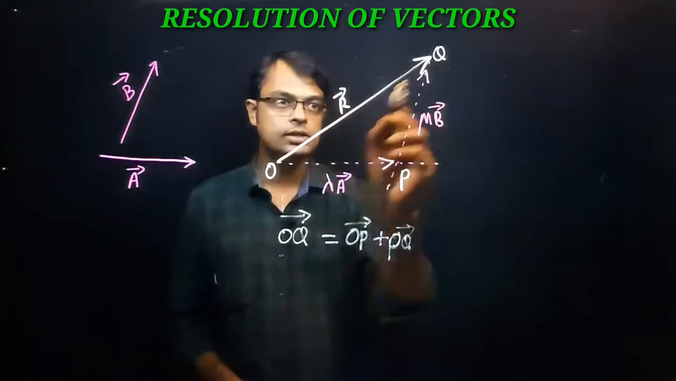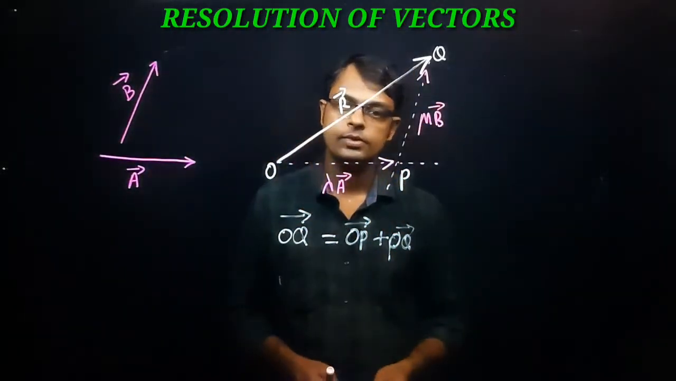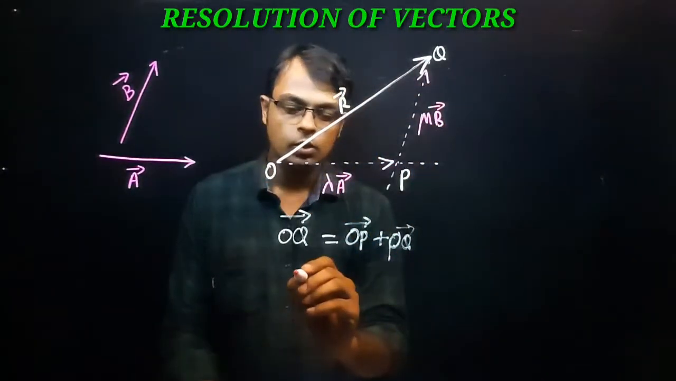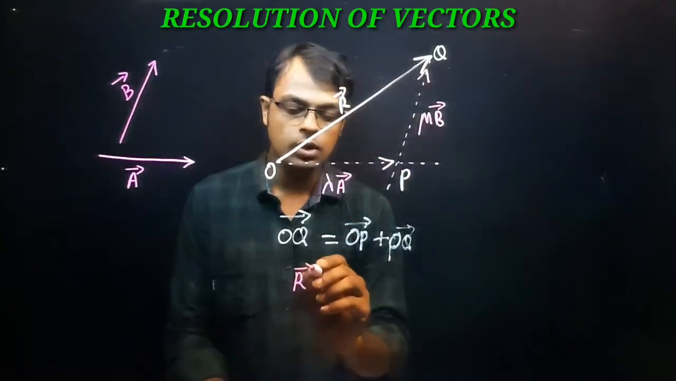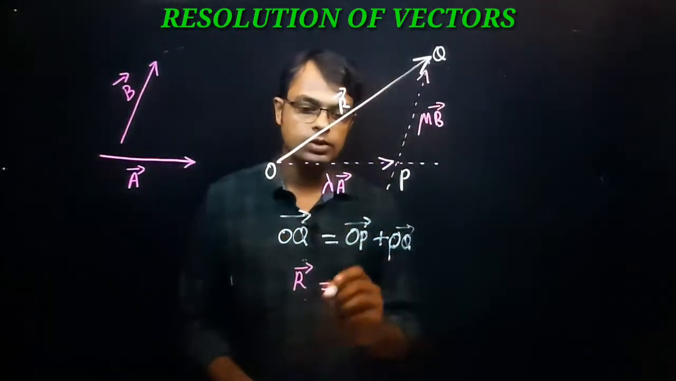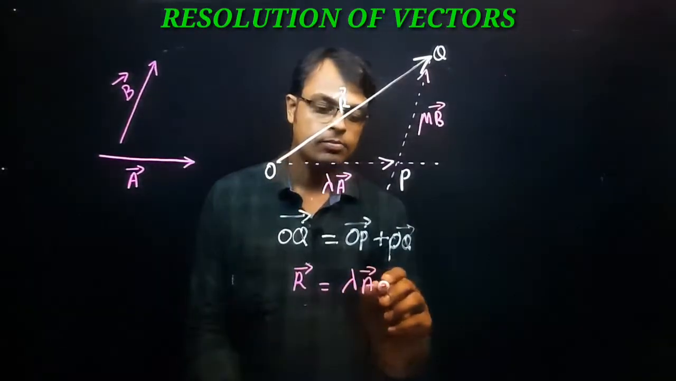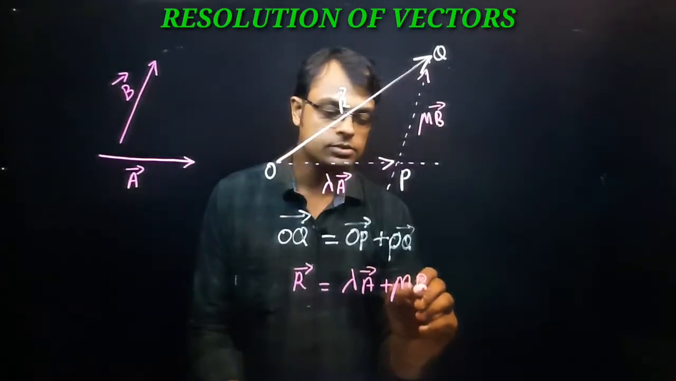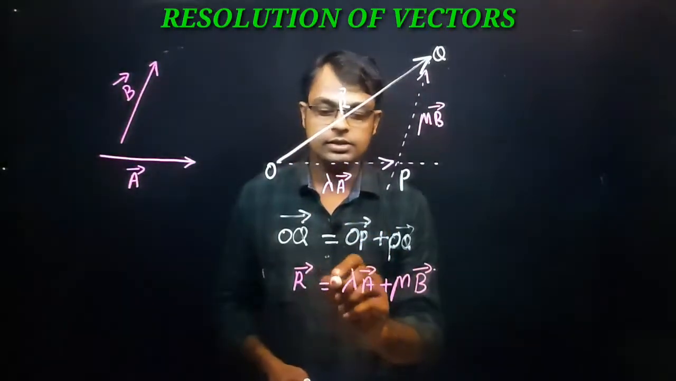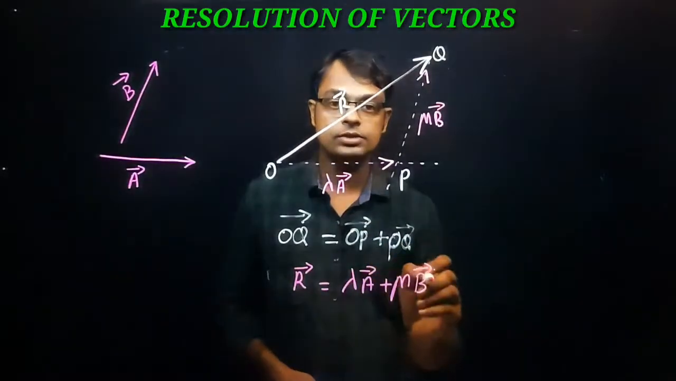OQ vector is equal to OP vector plus PQ vector. Here we already know the value. What is OQ here? OQ is equal to R vector, which is equal to OP vector. What is OP vector here? Lambda times A vector plus mu times B vector. So what is the resultant vector here? R vector is equal to lambda times A vector plus mu times B vector.